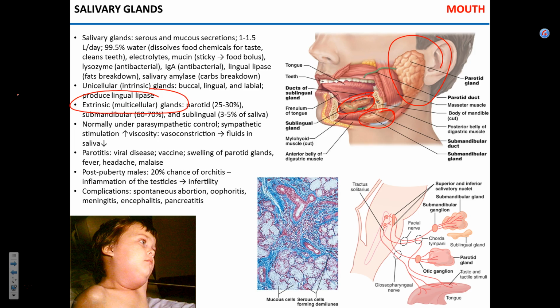We also have intrinsic, unicellular glands that I cannot show you because that's one cell. Each gland is one cell. They are in your cheeks, tongue, and lips. Buccal in your cheeks, lingual on your tongue, labial on your lips. They also produce saliva. Now these unicellular glands produce the enzyme that is called lingual lipase.